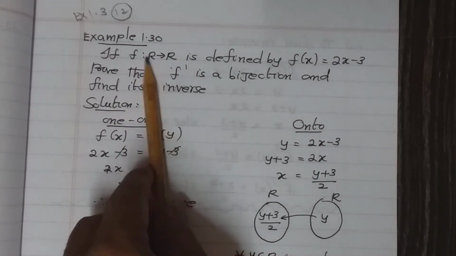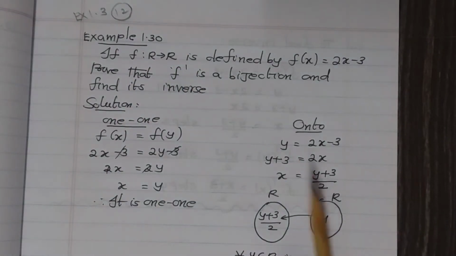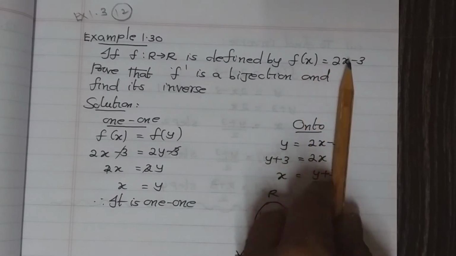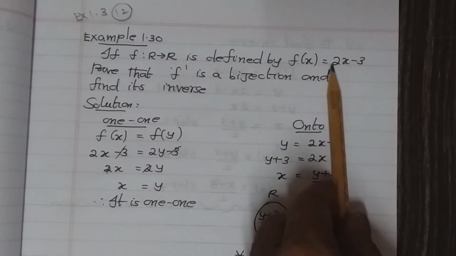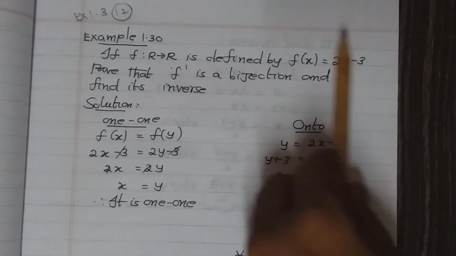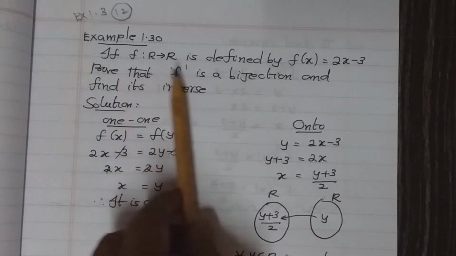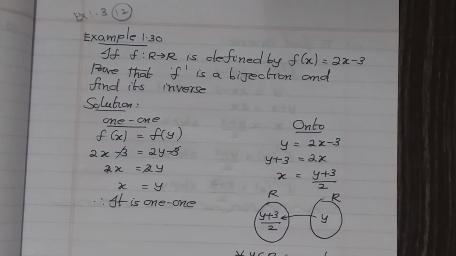If f from R to R, real number to real number, is defined by f of x equals 2x minus 3. So they are defining your function as 2x minus 3. This is an analytical representation of a function. Prove that f is a bijection. So, students, what is the meaning of bijection? Bijection means both 1 to 1 and onto. So you have to prove that f is a bijection and find its inverse. If f is a bijection, then only it is possible to find the inverse.